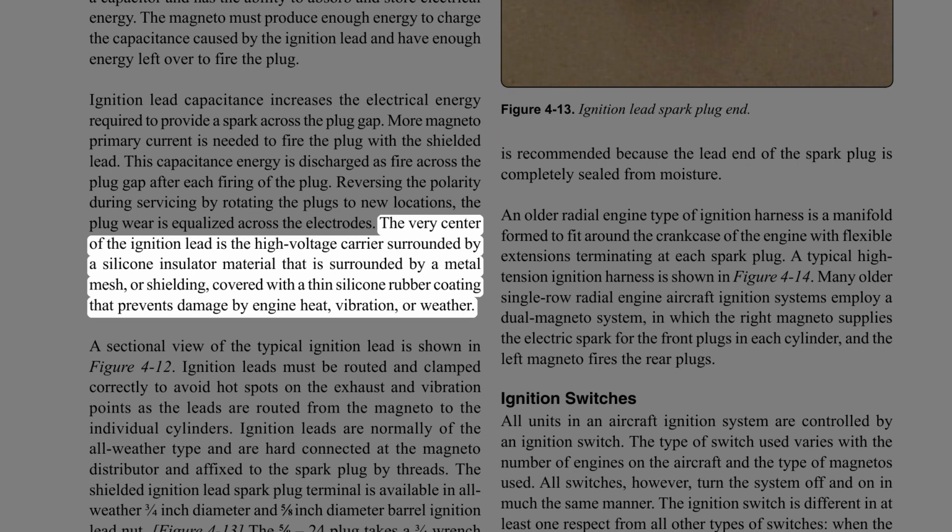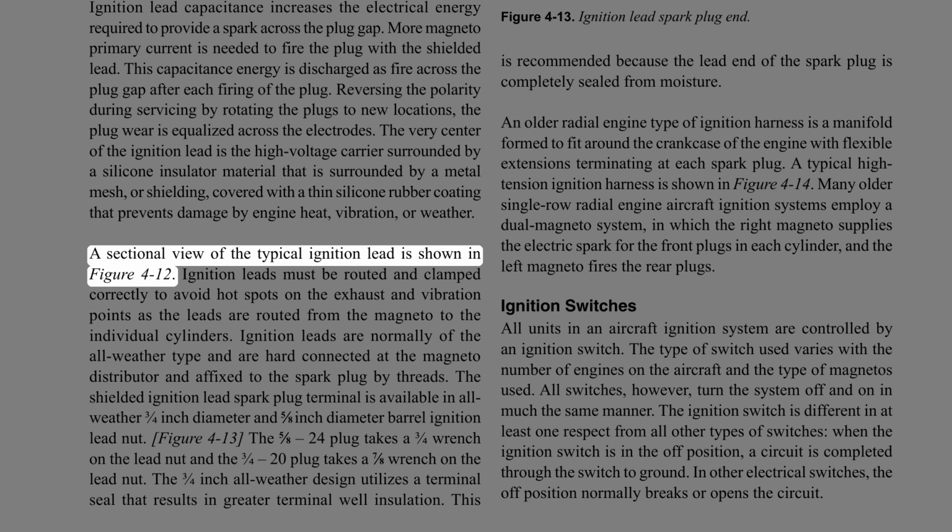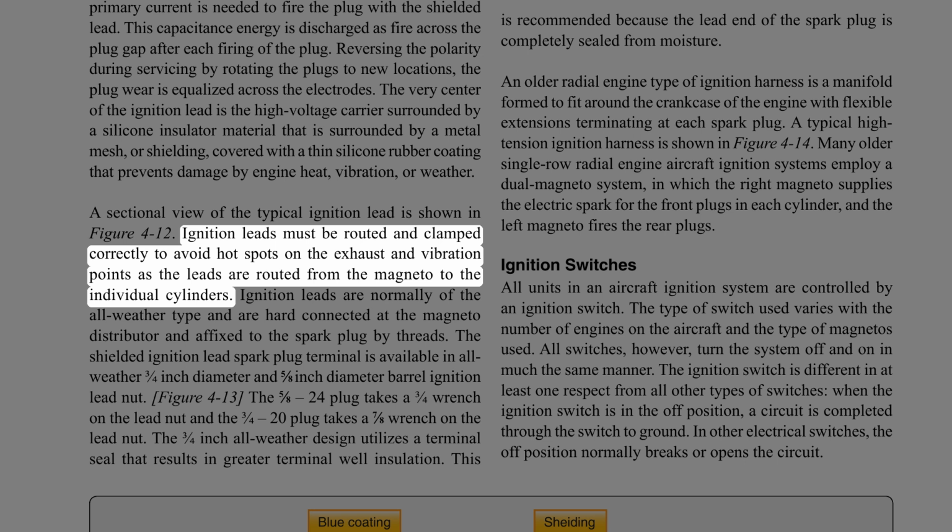The very center of the ignition lead is the high voltage carrier, surrounded by a silicone insulator material that is surrounded by a metal mesh, or shielding, covered with a thin silicone rubber coating that prevents damage by engine heat, vibration, or weather. A sectional view of the typical ignition lead is shown in Figure 4-12. Ignition leads must be routed and clamped correctly to avoid hot spots on the exhaust and vibration points as the leads are routed from the magneto to the individual cylinders.